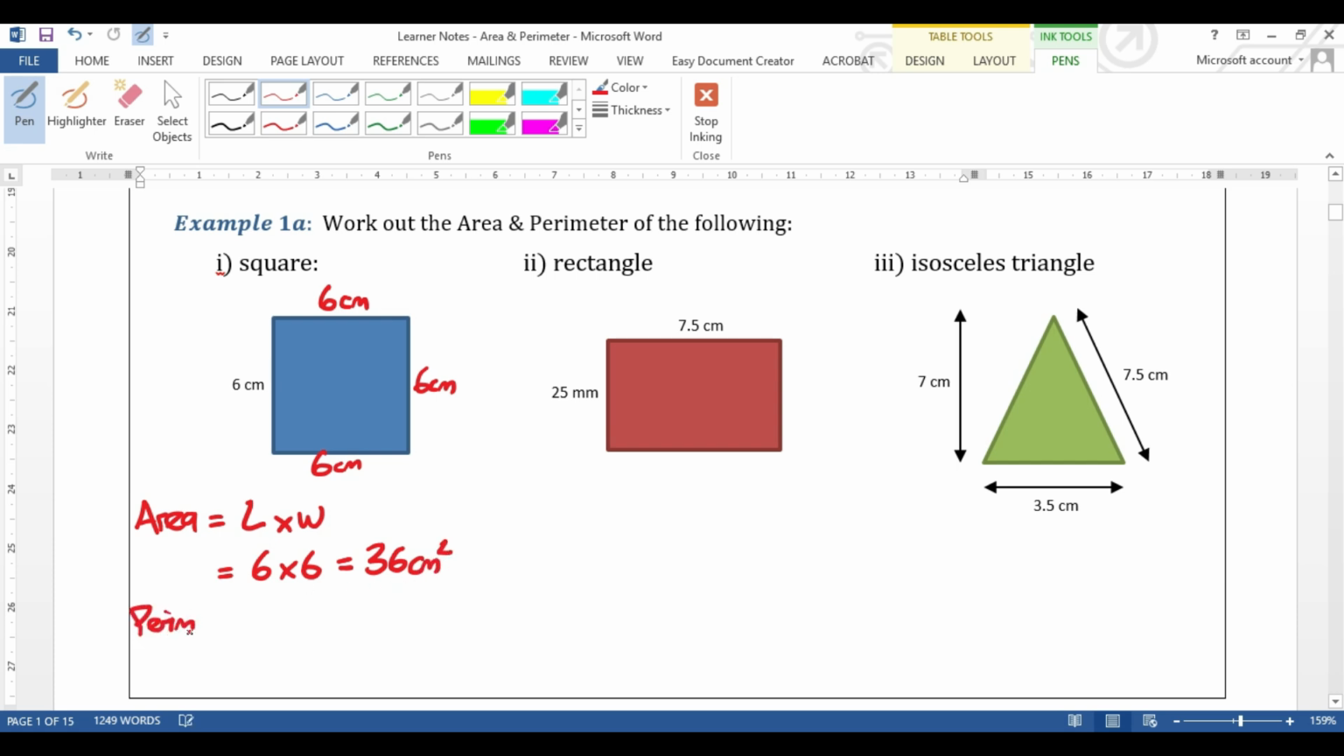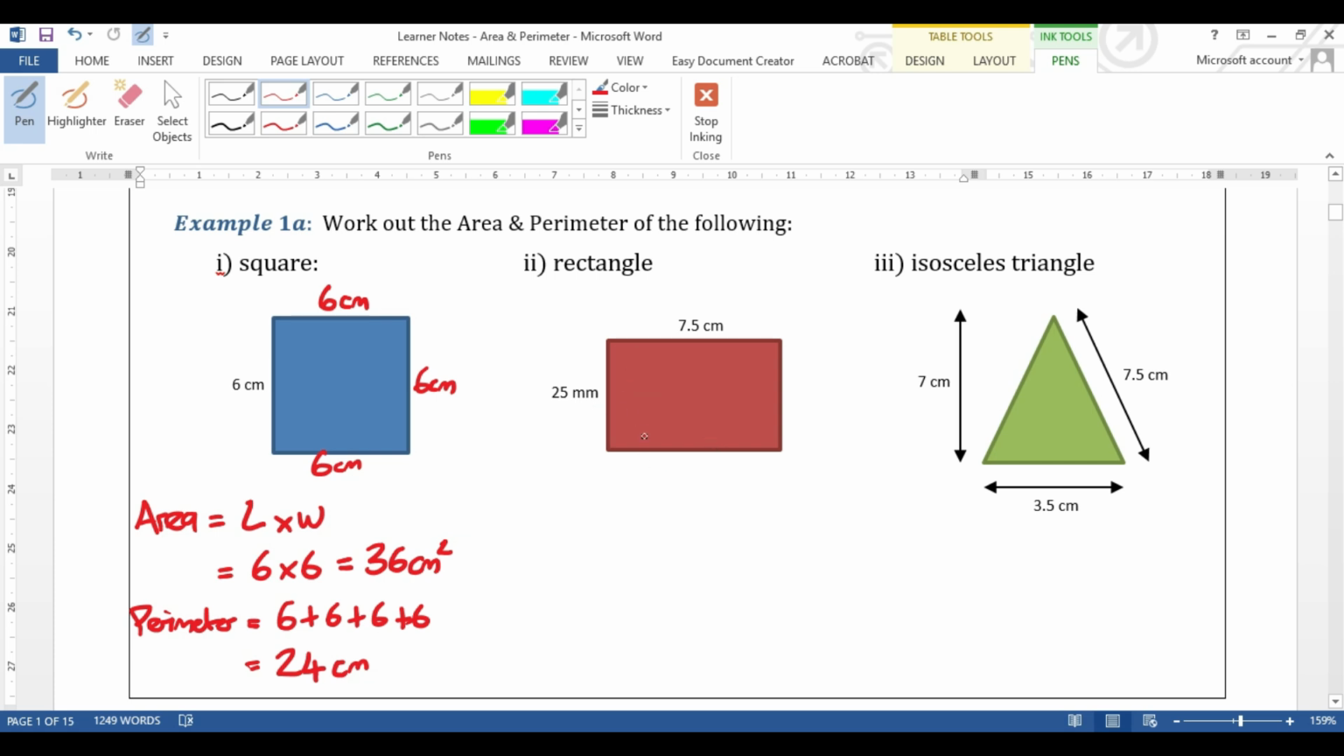And then for the perimeter, you could just add them all up, so 6 plus 6 plus 6 plus 6, which is 6 times 4, which is 24. And that's going to be just centimeters on its own, because perimeter is to do with the length of the outside. So that's that one done.